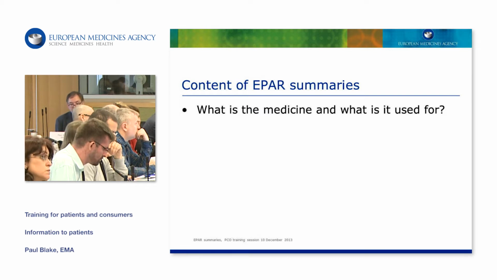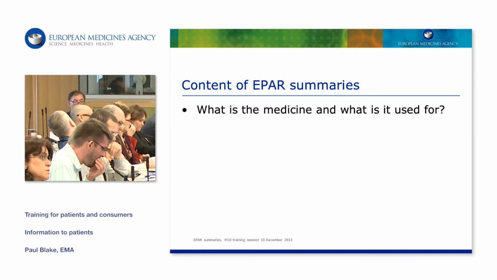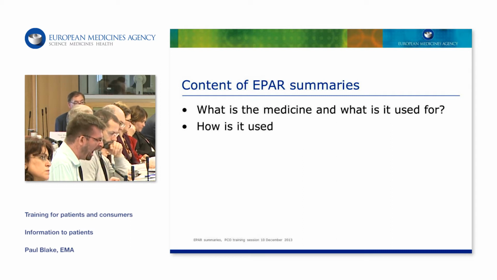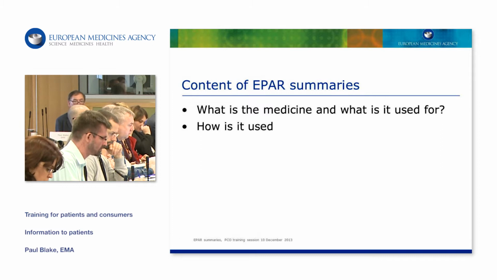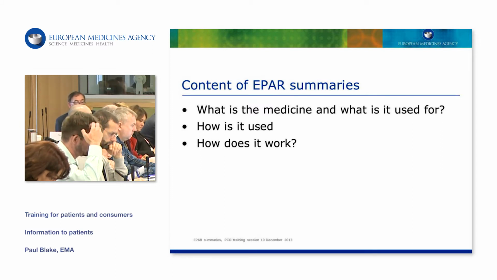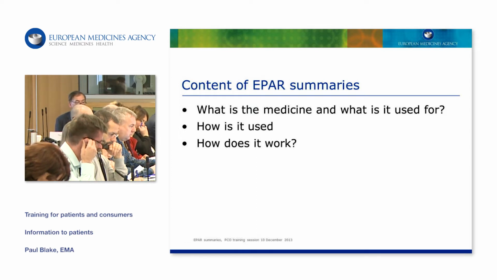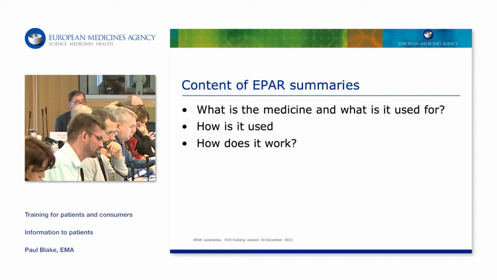It has a series of set sections. The first of those covers what the medicine is and what it's used for, i.e. its licensed indications. The second briefly discusses the way it's used, the way it's given, what its form is, and possibly some details of the dosing, but not full details. Again, you have to go to the product information for those. We have a summary in what we hope is public-friendly language of the way the medicine works, what its mechanism of action is.